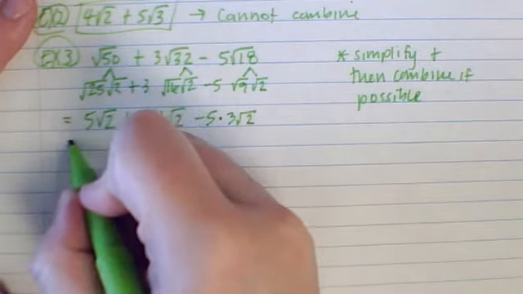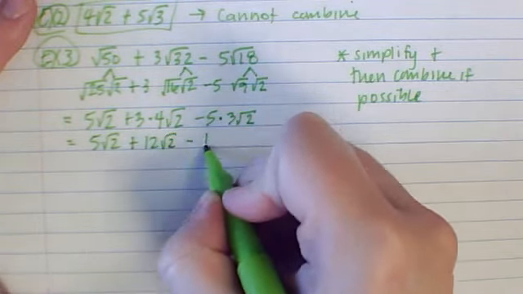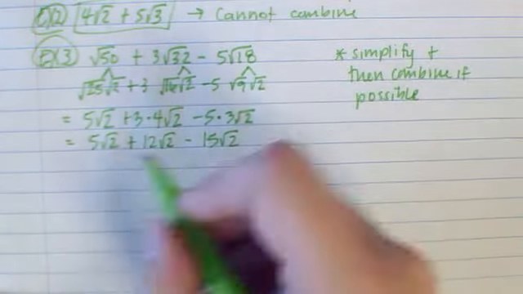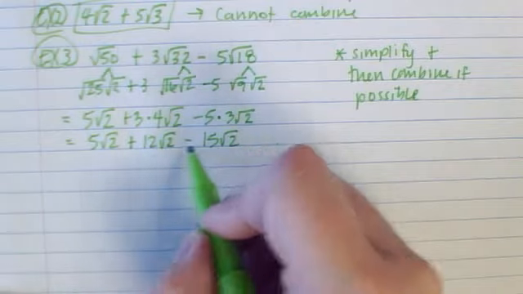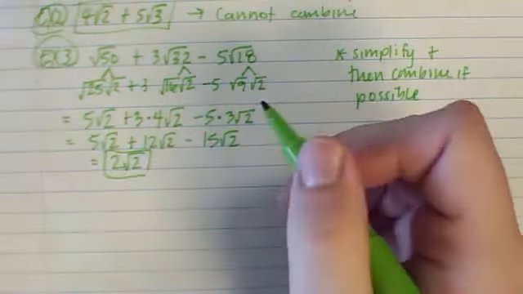So this becomes 5 square root of 2 plus 12 square root of 2 minus 15 square root of 2. Since they're all the square root of 2, I take those numbers out front, 5 plus 12 minus 15, and I get 2 square root of 2. So there's your answer.